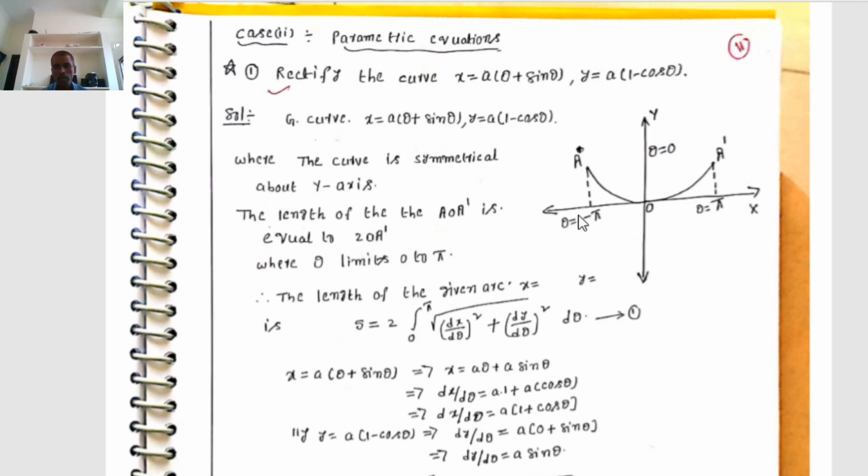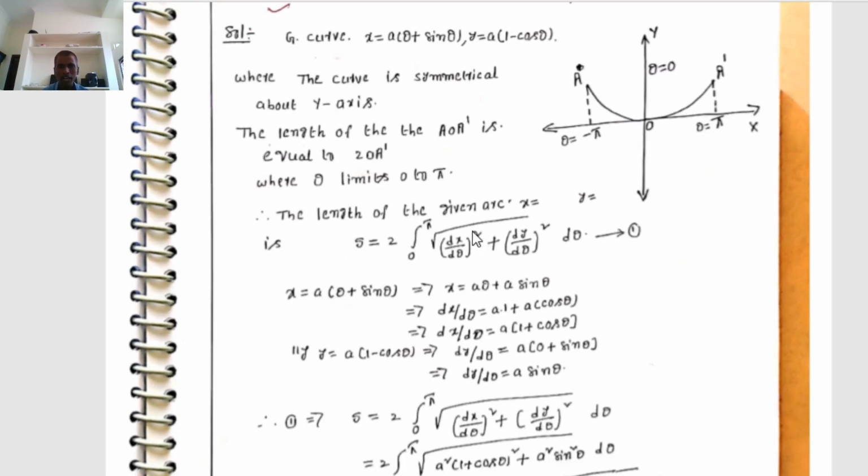Suppose the total limits are minus 5 to 5. It can be divided into two parts, 0 to 5. Therefore the theta limits are 0 to 5 on OA dash. The length of the given arc x equals a into theta plus sin theta, y equals a into 1 minus cos theta, where the theta limits are 0 to 5, can be divided into two parts. The whole curve A O A dash equals 2 into OA dash.